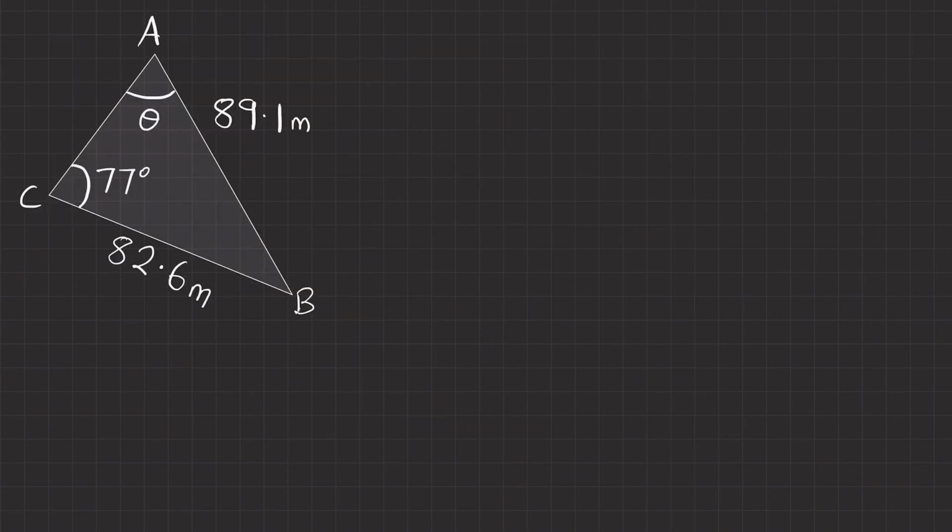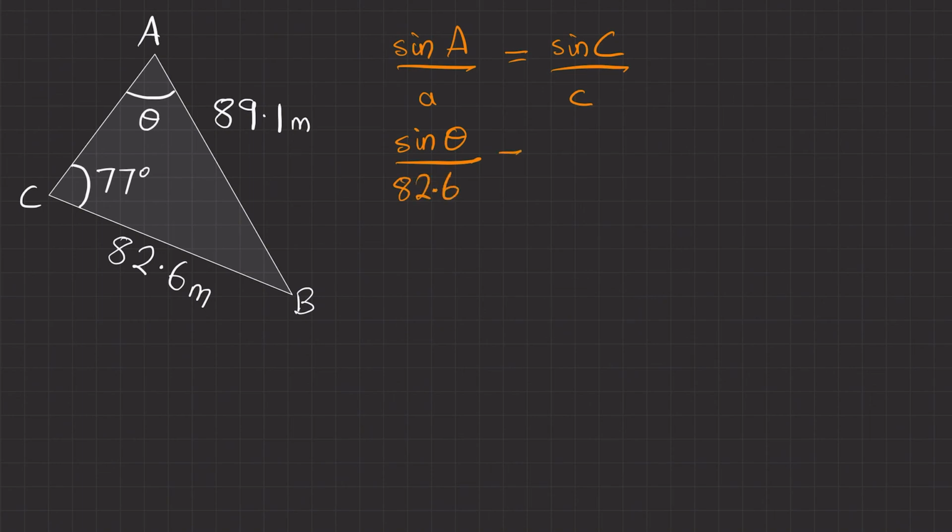Final question, the white one. We've got the A pair and we've got the C pair, and we're trying to find angle A. So I'm going to write the angle or the sine values at the top and the side values at the bottom. So we've got sine of the angle A over side length a equals sine of the angle C over side length c. Substitute the values at this point. So we'll have sine of theta over side length a, which is 82.6, equals sine of the angle C, which is 77, all over side length c, which is 89.1.